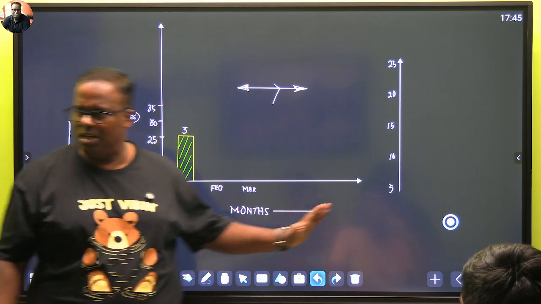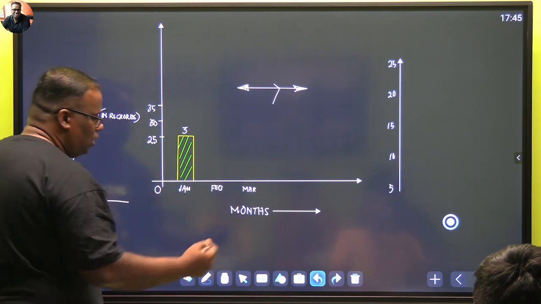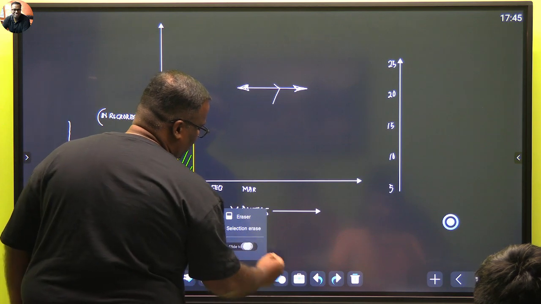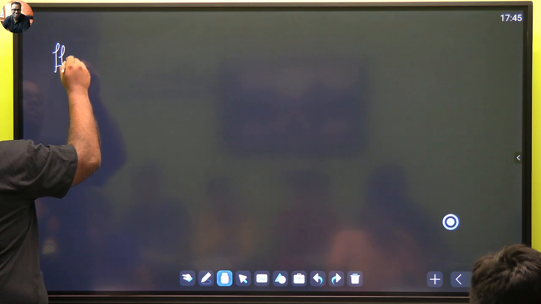So, bar graphs are clear. We now go to histograms. All you have left is only making histograms in this class. Come on. Histogram.